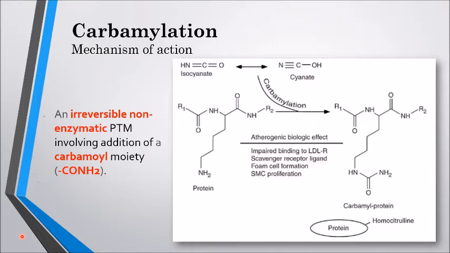Carbamylation is driven by the compound isocyanate. Isocyanate is derived from cyanate through a reversible reaction as shown. When the lysine residue is carbamylated, it becomes a different compound known as homocitrulline.